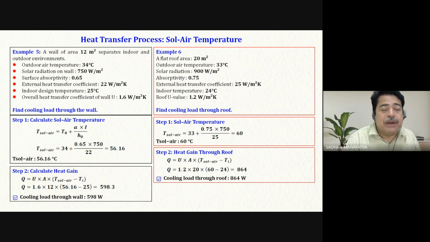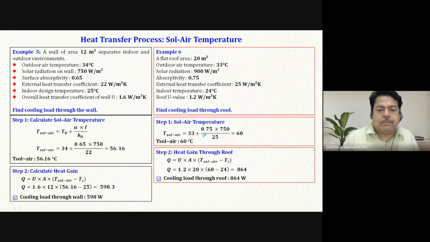You see here the ambient or outdoor air temperature is only 34, but when we look at the wall, the temperature has increased to 56 degrees centigrade, because that temperature is important for how much heat will come inside the room. So what will be the heat gain? Now Q is equal to U into A into delta T. Here delta T is T sol-layer minus Ti. U is known, 1.6, into area 12 meter square, into 56.16 minus 25, so 598. So the cooling load through the wall due to conduction is 598.